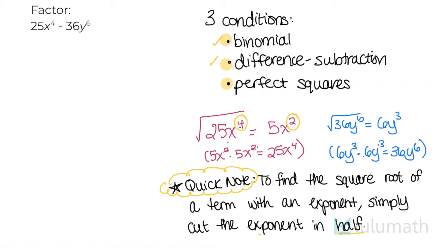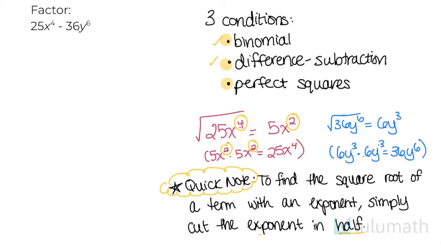The reason why this works is because if I were to multiply something with an exponent by itself, there's 2 of them to get to this x to the power of 4. So since there's 2 of them, to split it evenly, I have to cut it in half. Same thing here, y to the power of 6, I gotta split it up evenly. So half of 6 is 3, and that's why this works.